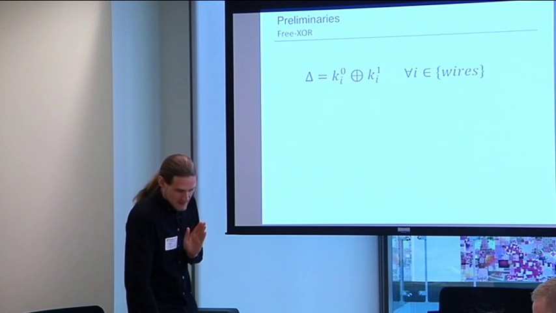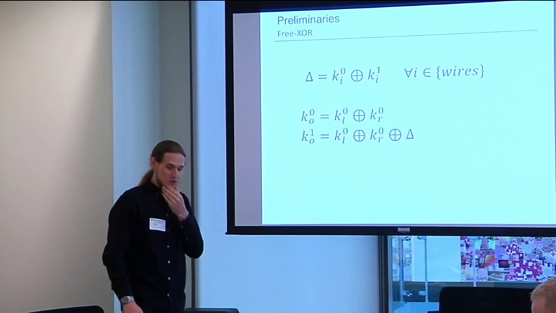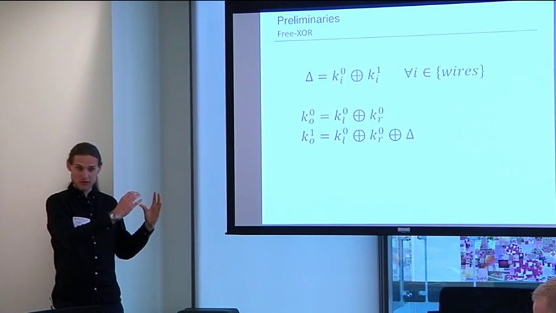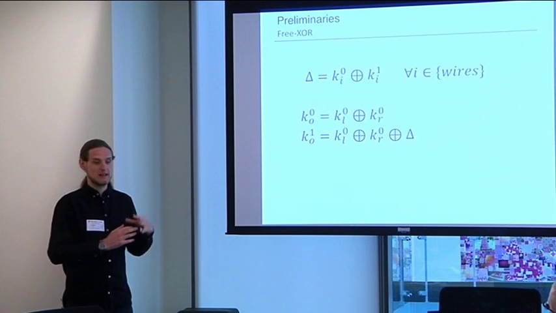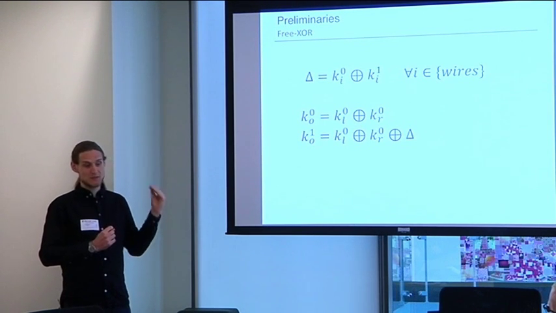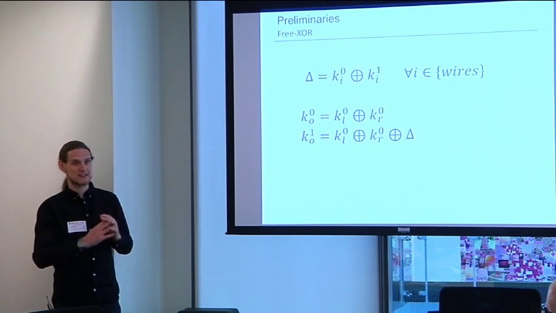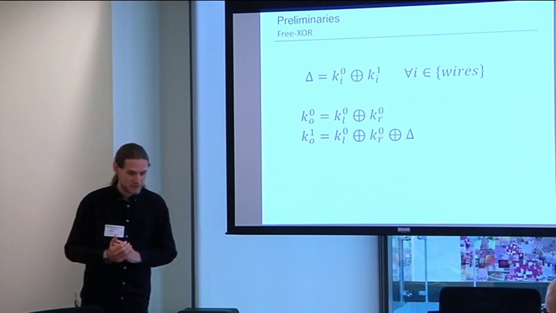What this means is that the output zero key becomes defined to be the XOR of the two input zero keys, and the output one key is then defined to be the XOR of the output zero key and this difference delta, because we need to keep the constraint.